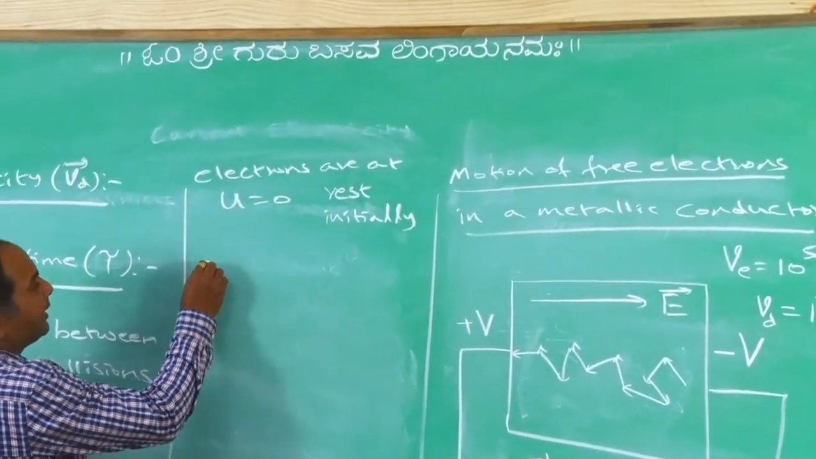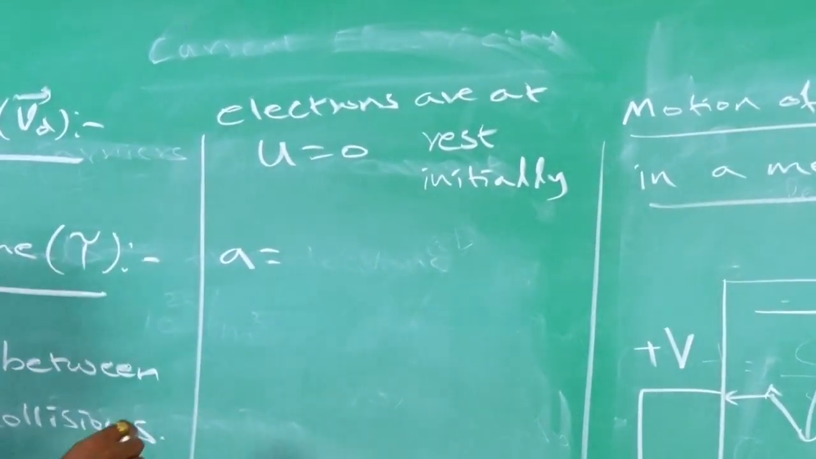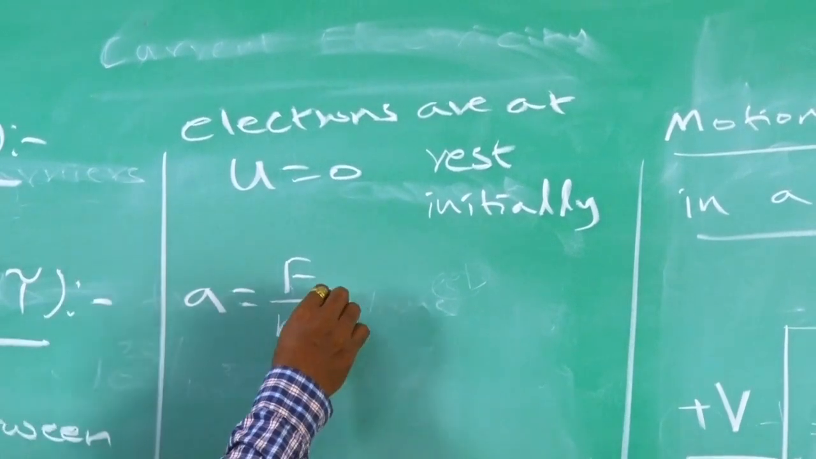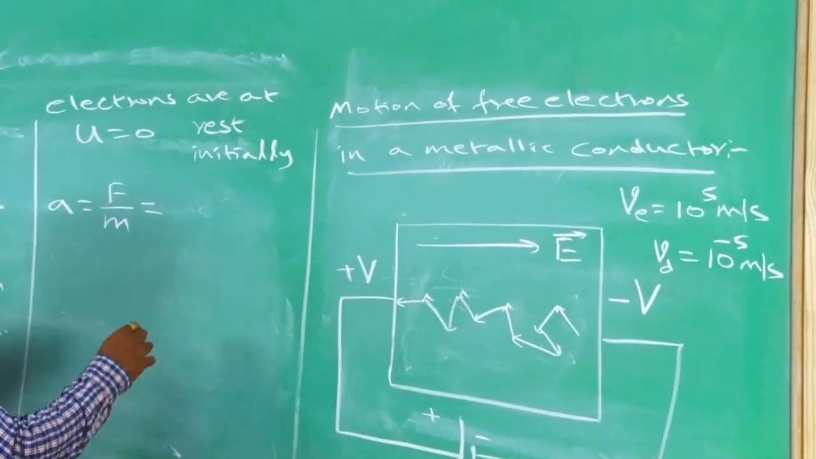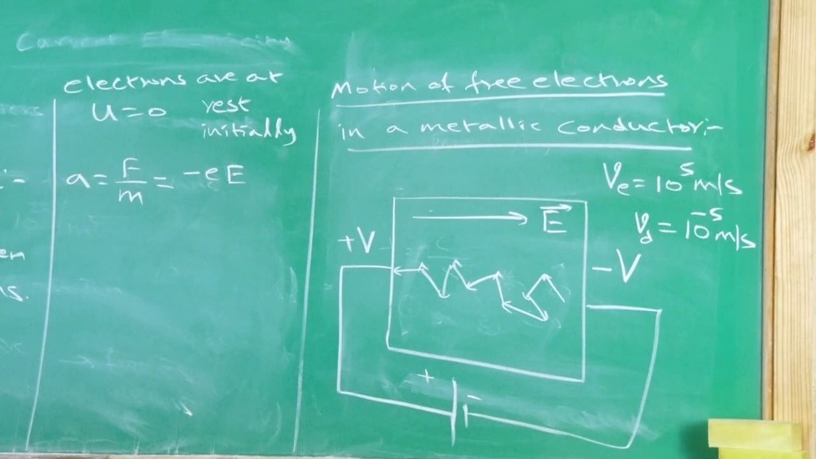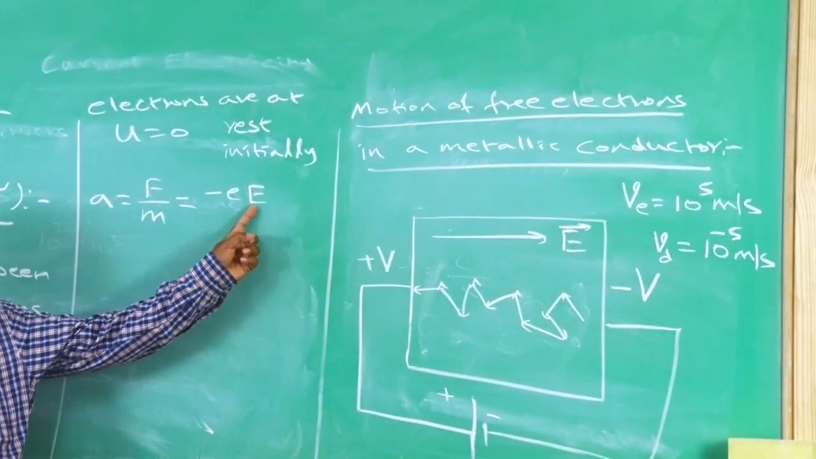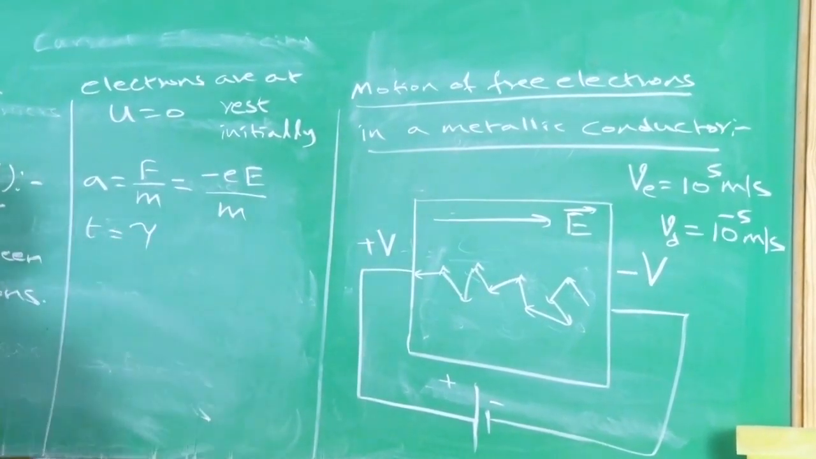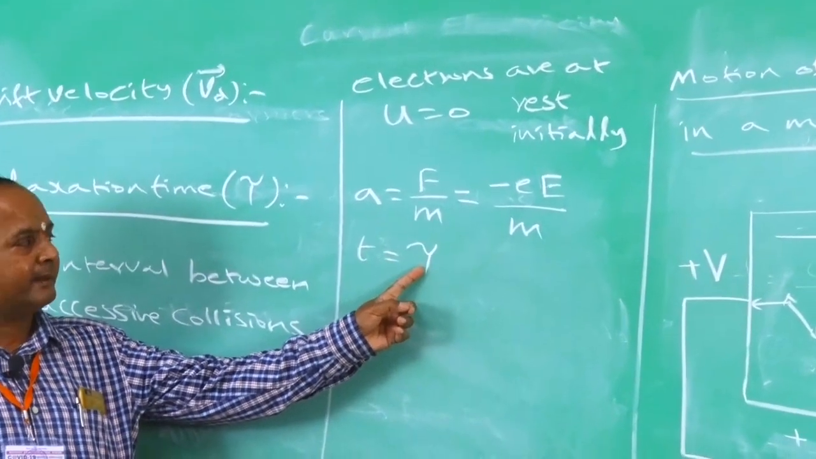Next, the acceleration is considered. According to Newton's second law of motion, F is equal to ma, so a is equal to F divided by m. Here, what is the force? Suppose E is the electric field. Then the force acting on the electron we may write as minus e E, since F is equal to Q into E, the charge of the electron is minus e and the electric field is E. Divided by m, this is the acceleration, and after relaxation time, we may write t is equal to tau.